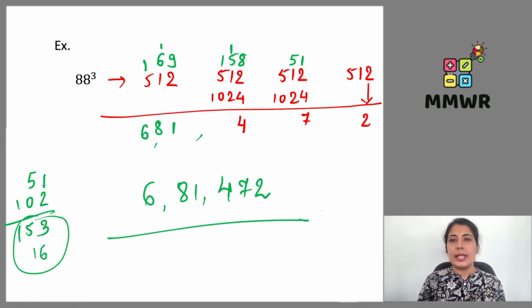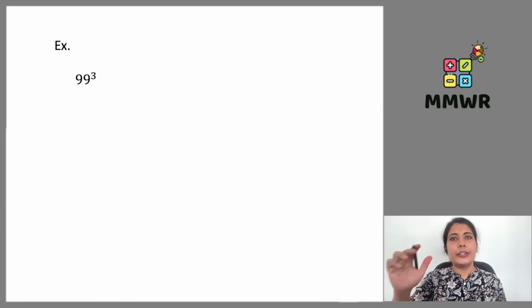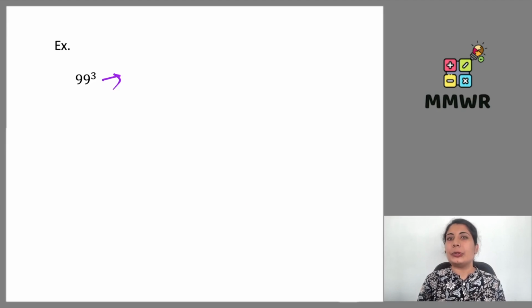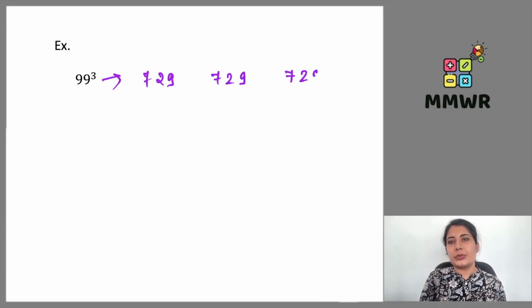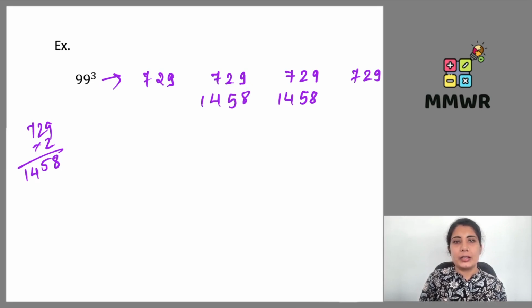I hope this is so easy for us to understand. Let's move to the next example and the last example here. 99 cube. Cube of 99, cube of 9 is 729. Here also we'll be getting 729 and 729. Just taking twice of 729. Twice of 729 gives me 2 nines are 18, 2 twos are 4, 2 sevens are 14. So 1458.